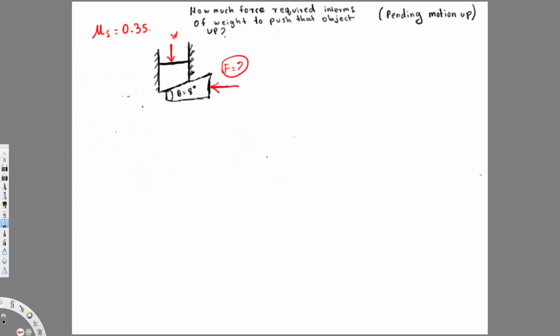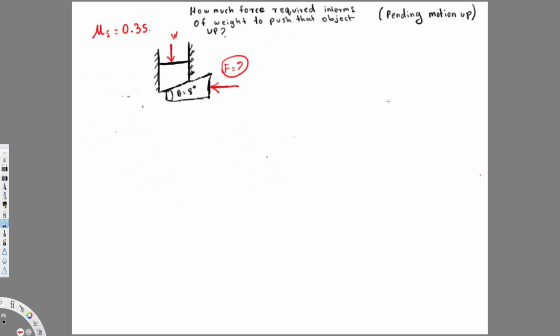The question is asking how much was required in terms of weight to push that object up. So they're saying it's a bending motion up. It means we have to find the force in terms of weight. Whatever the force above that, that's going to push this object up. So let's see how we can do this.